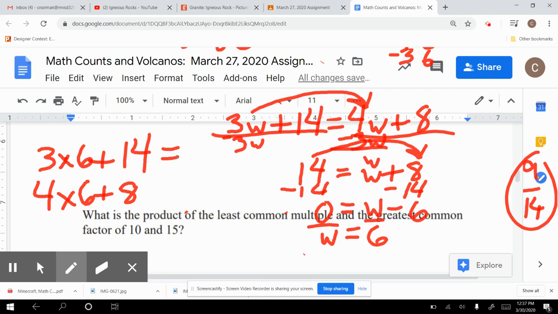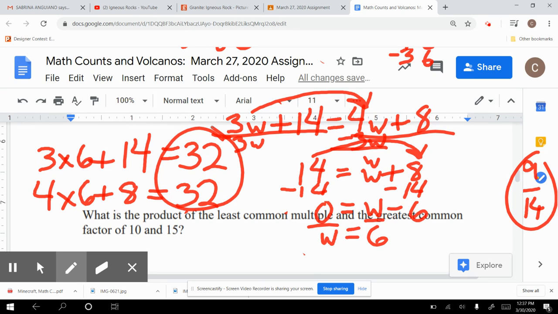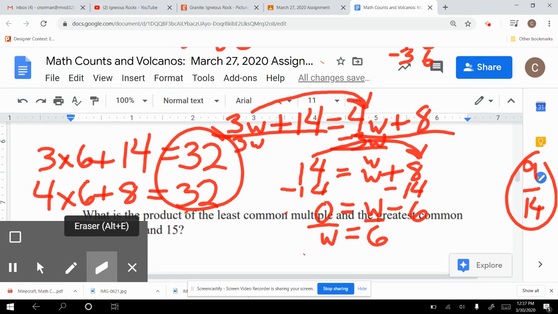So here is 3 times 6 is 18, plus 14 is 32. Well, that's good. 4 times 6 is 24, plus 8 is, look at that, 32. And we have the same answer of 64. Once again, it was easy to do this brute force because there's only going to be six different iterations. But if this number were to be a lot bigger, the algebraic approach certainly is the way to go.